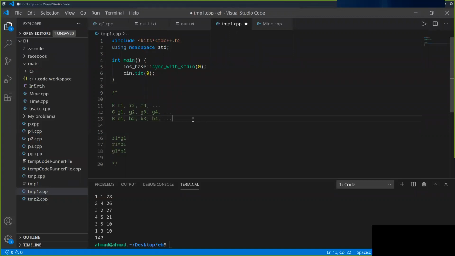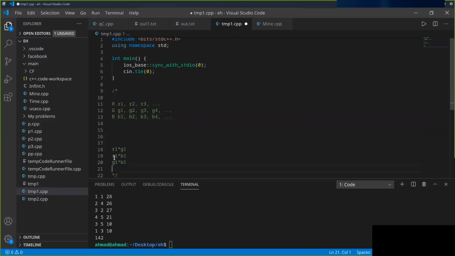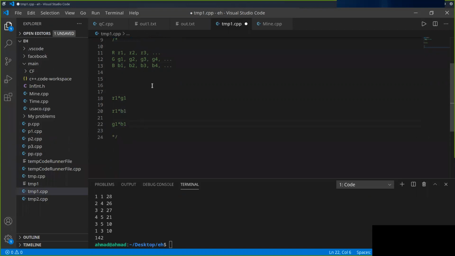Okay, so sort these three and then get the largest of these three pairs, right? That's what you're saying. Yeah. Okay. So this is a greedy approach where we want to get the best value at each step.